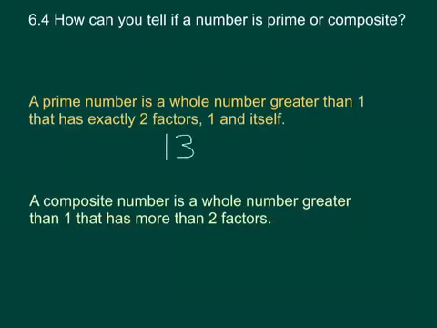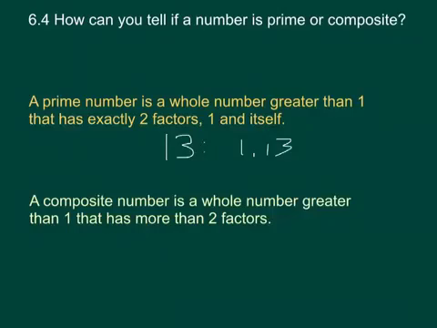Are there any other numbers that you can multiply together that will equal 13 besides 13 and 1? Think about it. Does 2 times anything equal 13? Does 3 times anything equal 13? Does 4 times anything equal 13? The answer is no. The only 2 factors of 13 are 1 and 13. That's what makes it a prime number. It's a whole number greater than 1 that has exactly 2 factors, 1 and itself.